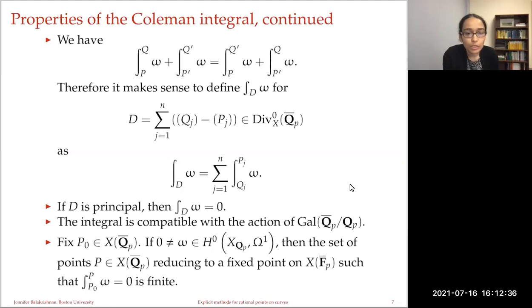And finally, if we were to consider an integral from a fixed point p naught, and then in the same way compute an integral from that point p naught of some omega, then within a residue disk, the number of zeros that the power series expansion of the integral can have is finite. So the set of points p reducing to the same point in the special fiber such that the integral vanishes from p naught to p, that set of points is finite. And that just comes from a p-adic Weierstrass preparation statement.